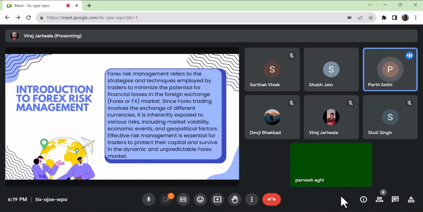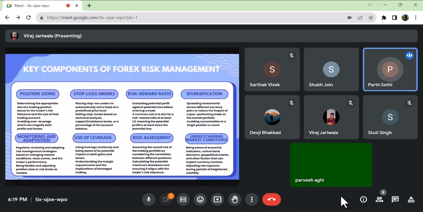So here are the key components of Forex risk management. First is position sizing. Position sizing involves determining the right size of a trading position, taking into account both risk tolerance and the size of the trading account. It is important to avoid over leverage, which can amplify both profits and losses. Then there's stop loss orders. These are vital tools to automatically exit a trade at a predefined price level. Traders set stop losses based on technical analysis, support or resistance levels, or a percentage of their account balance, providing a safety net in case the market moves unfavorably.